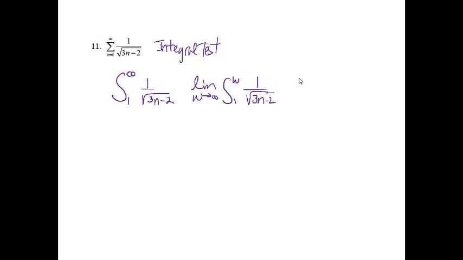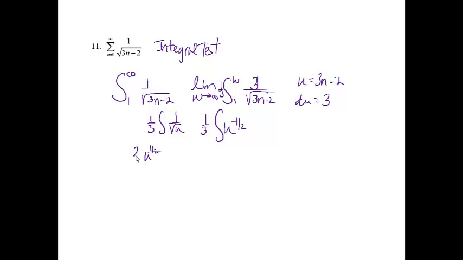And then from here I did a u substitution. I let u equal 3n minus 2. And then du was equal to 3. So I'm missing the 3 on the inside, so I did have to put a 1/3 on the outside. And then when I did that, this ended up being 1/3 times the integral of 1 over the square root of u, which is really 1/3 the integral of u to the -1/2. And if I added 1 to my power and multiplied by the reciprocal, I end up getting u to the 1/2 times 2, but there's a 1/3 sitting out front, so my integral is now going to be 2/3 the square root of 3n minus 2. I'm going to evaluate it at w and 1.